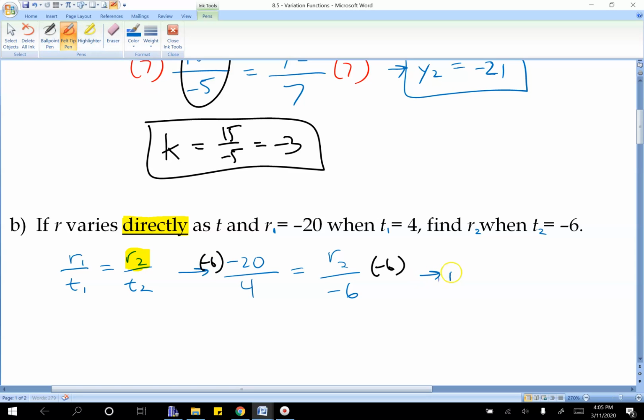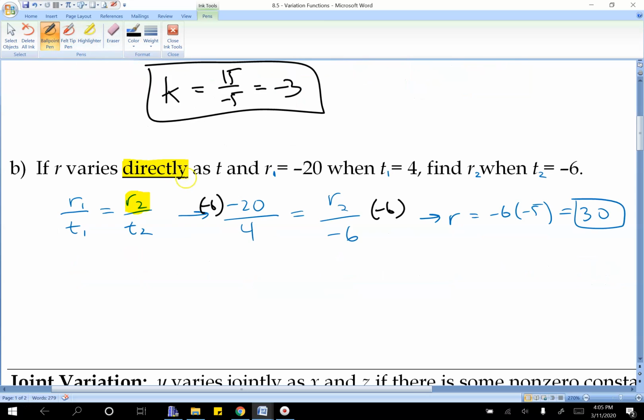Alright, and so r equals, and you could go ahead and reduce negative 20 divided by 4, which is going to be negative 5, right? And then that becomes positive 30. So that's what r equals. Okay, let's go a step further and let's also solve for k. Right, k is pretty much just this guy right here.